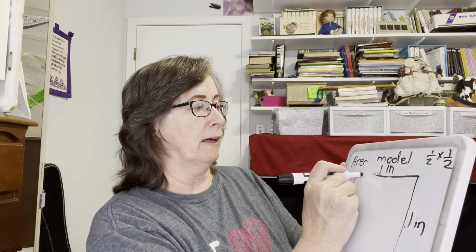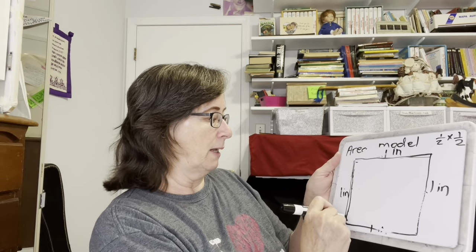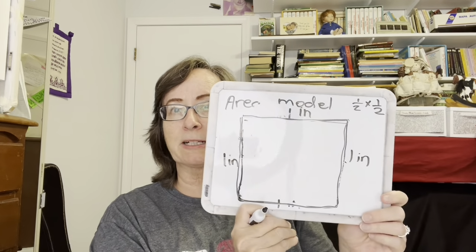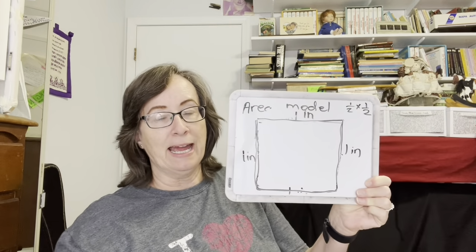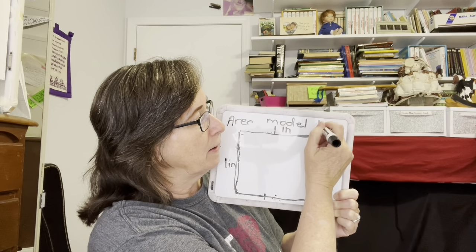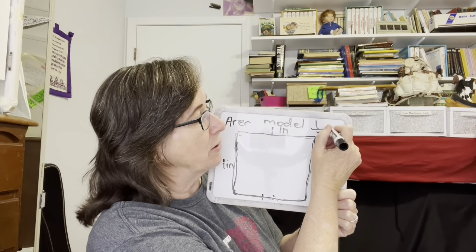Okay, so I'm going to go back over here, and I'm going to take one of my other nice little area diagrams, and I'm going to erase everything that was there except for the 1 inch, 1 inch, 1 inch, 1 inch. Okay, we're back to 1 inch, 1 inch, 1 inch, 1 inch. And now it says multiply 1/3 times 2/3.